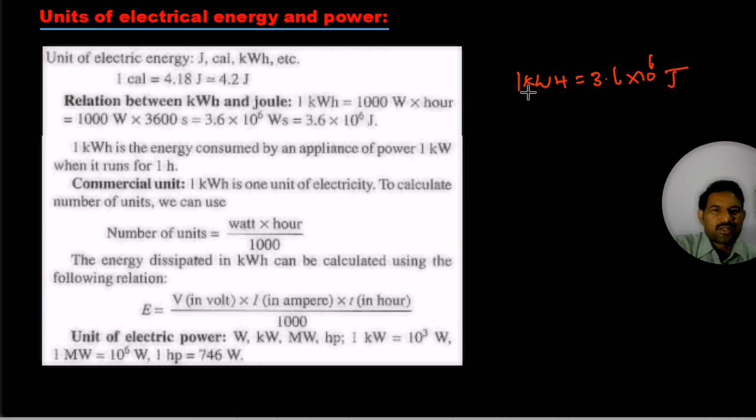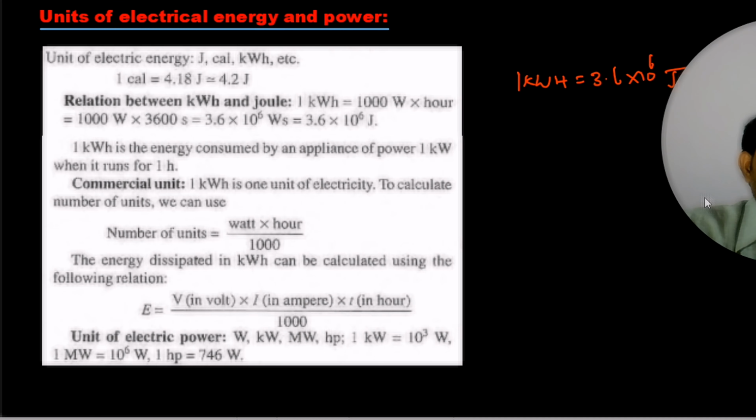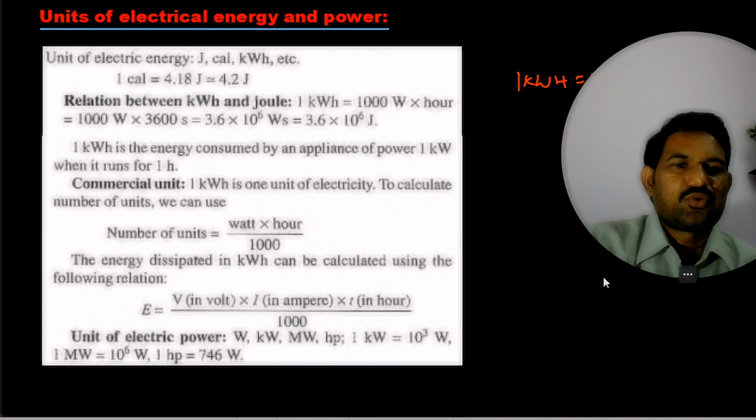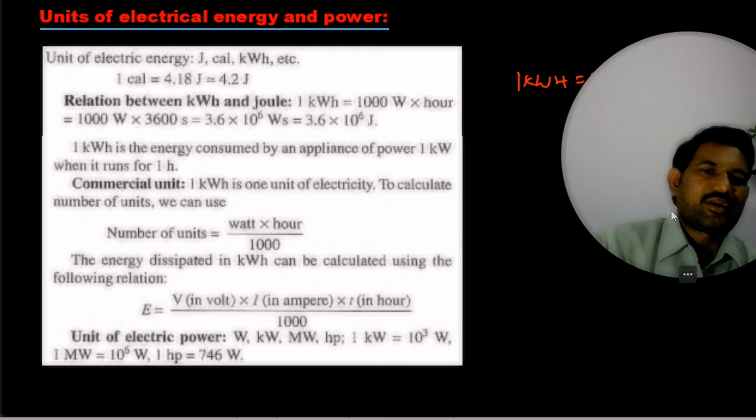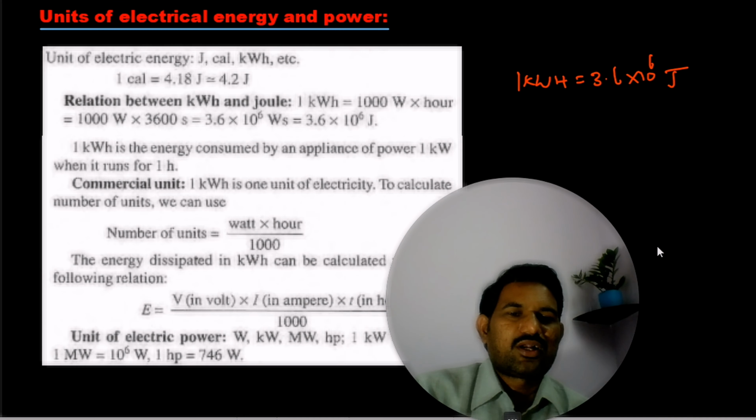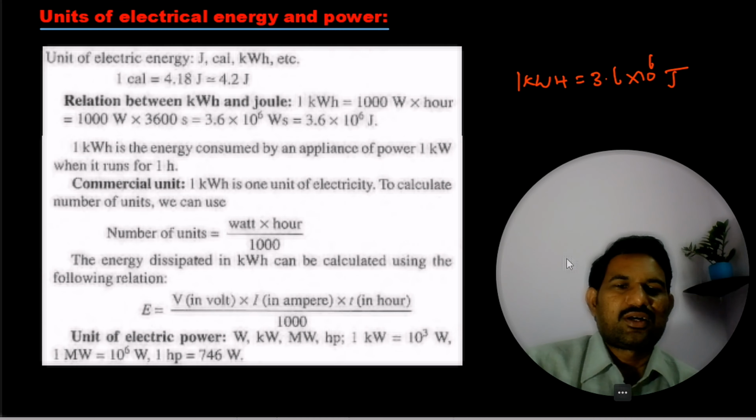An important thing you need to remember is that kilowatt hour is a unit of energy, it is not the unit of power here. Watt or kilowatt is a unit of power, but watt hour is a unit of energy, because we are multiplying this power with the time, this hour. So that is nothing but it becomes energy.